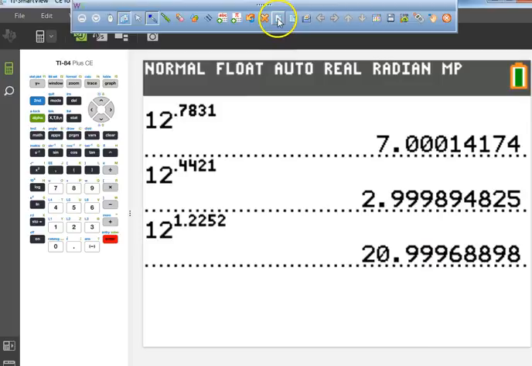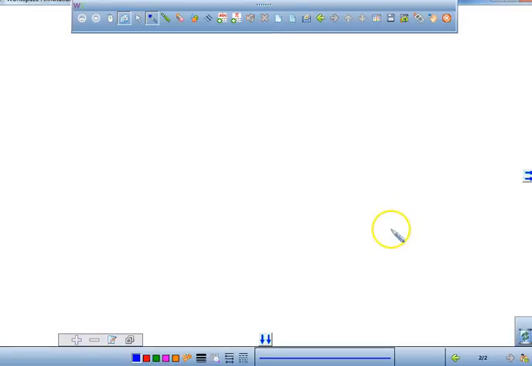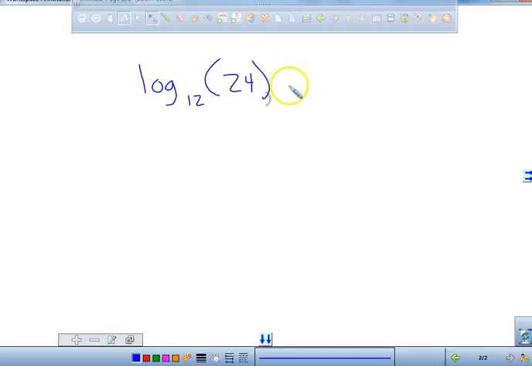All right, now, everybody, this is a new concept. So knowing that it's a new concept, I want you guys to write some examples down so it'll help your brain recognize the patterns. Here we go. I want you guys to write log base 12, except this time I'm going to put the number 24.